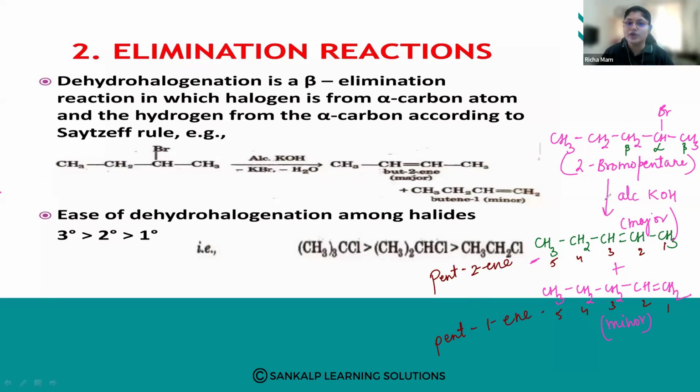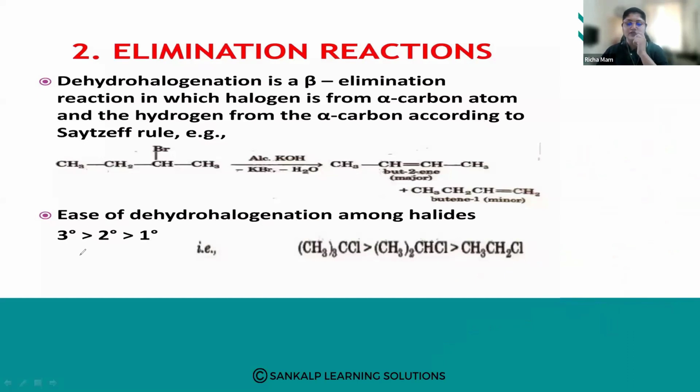Okay, so the major product is your Saytzeff product. What is the ease of removal, how it undergoes dehydrohalogenation among the halides? Tertiary alkyl halides undergo it more easily, then secondary, and then your primary. So this is the ease of dehydrohalogenation.